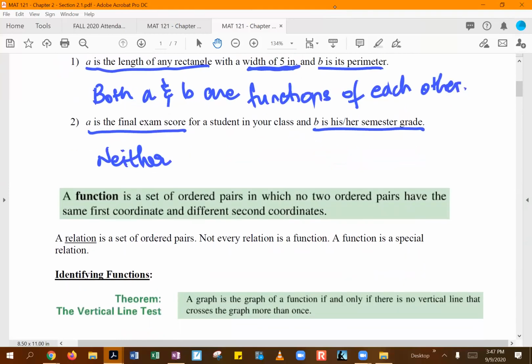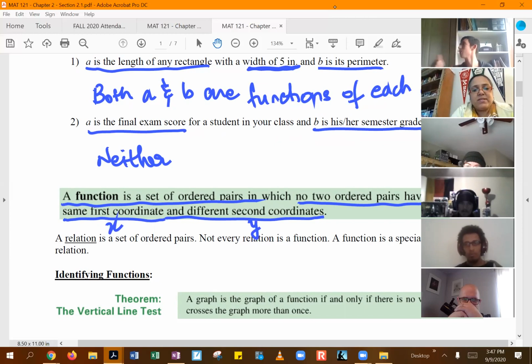So when we are defining a function, we're basically saying, think of that as a set of ordered pairs in which no two ordered pairs can have the same first coordinate and different second coordinates. So if you just think of your set of ordered pairs as having the X and Y values in it, we're basically saying for the same X value, we should not have two different Y values. So all the different equations and everything we have looked at, in general, we can say that's a relation between two variables.